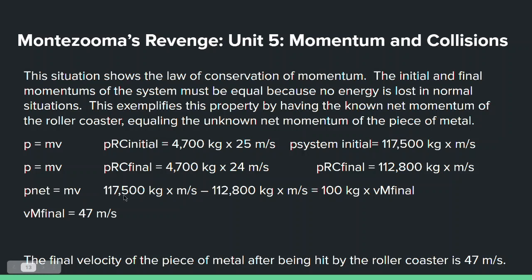So we take 117,500 minus 112,800 kilograms times meters per second, and we set that equal to 100 kilograms, the mass of the piece of metal, times the unknown velocity of the piece of metal. And once we subtract those two values and then divide by 100 kilograms, we end up with a final metal velocity of 47 meters per second.